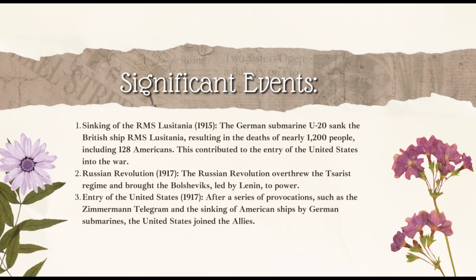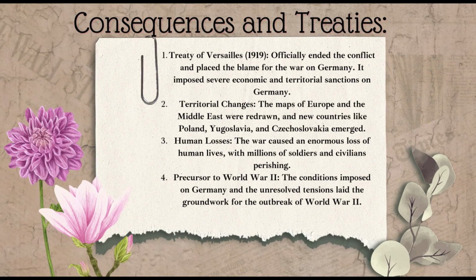3. Entry of the United States. In 1917, after a series of provocations, such as the Zimmermann telegram and the sinking of American ships by German submarines, the United States joined the Allies. Consequences and treaties. 1. Treaty of Versailles. 1919 officially ended the conflict and placed the blame for the war on Germany. It imposed severe economic and territorial sanctions on Germany.